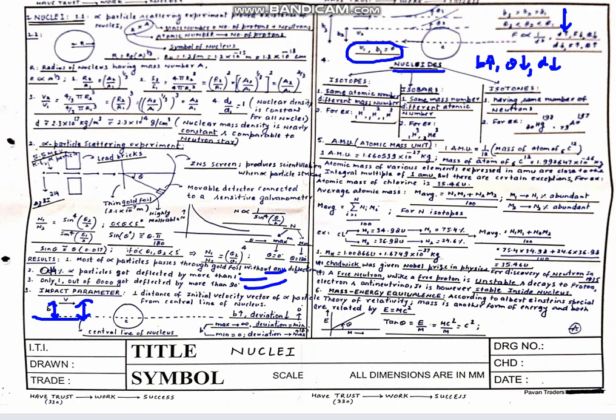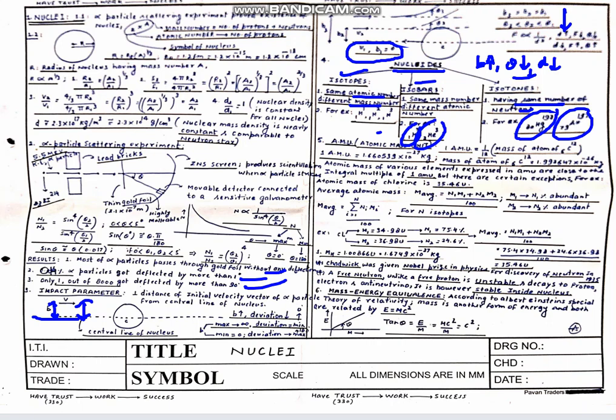Then there is a concept of nuclides. They are categorized as isotopes, isobars, and isotones. Isotopes have the same atomic number but different mass number. Example: 1H1, 1H2, 1H3. Isobars have the same mass number but different atomic number. Example: 1H3, 2He3. Isotones have the same number of neutrons. Example: 80Hg193 and 79Au197.